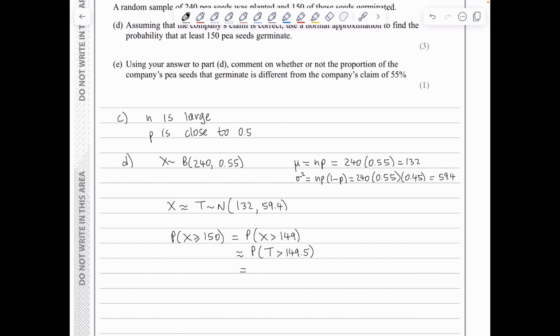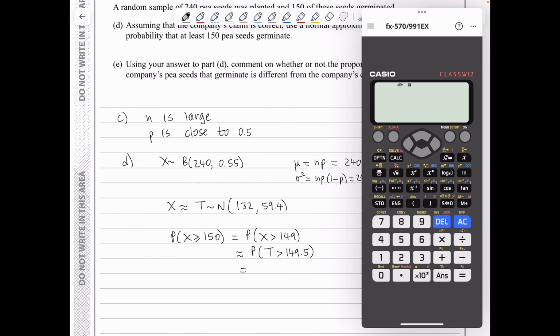149.5. So I'm gonna go on my calculator, it's menu 7, I choose the normal CD, I want to be greater than 149.5, my upper will be 10 to the 9, something large and positive. My sigma is the square root of 59.4, whereas the mu is 132. This gives an answer of 0.01158, and that's the answer to part C.